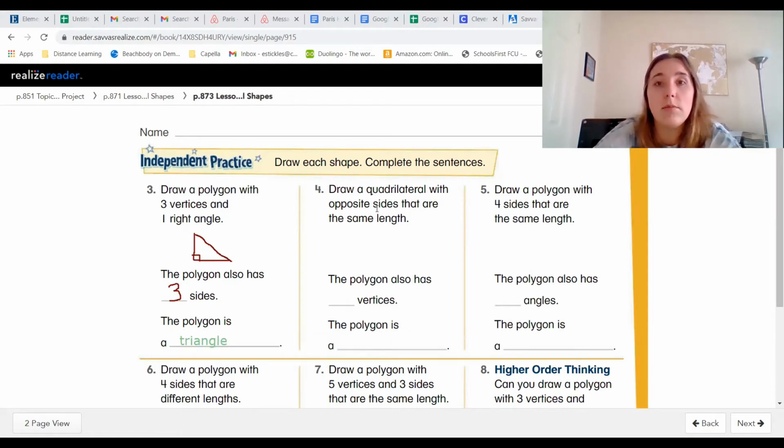Okay, you're gonna do number 4. It says draw a quadrilateral with opposite sides that are the same length. So take your time, this one might be a little tricky, and then try and answer these questions and come back to me when you think you have it and we'll check.